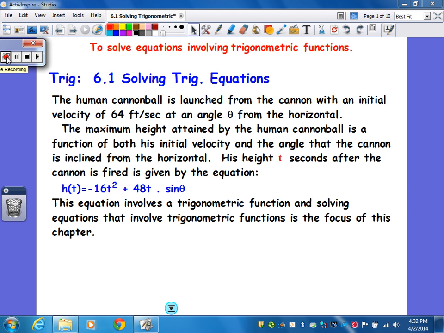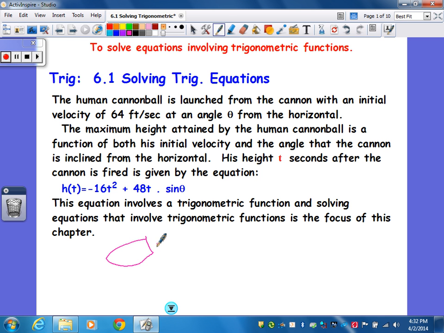And we're back solving. This time we have chapter 6.1, solving trig equations. What we're going to be doing now is looking at things such as the human cannonball, which is launched from a cannon with an initial velocity of 64 feet per second, at an angle theta from the horizontal. So I'm just going to draw a picture to show what we're talking about here.